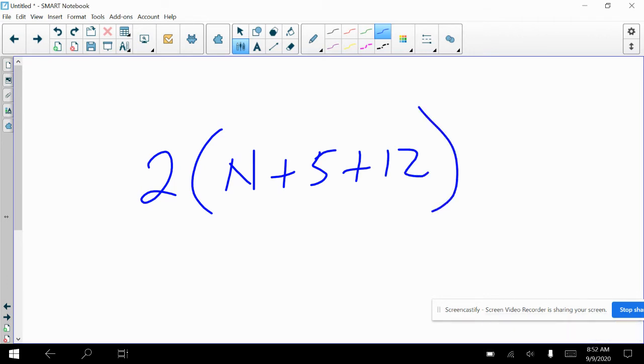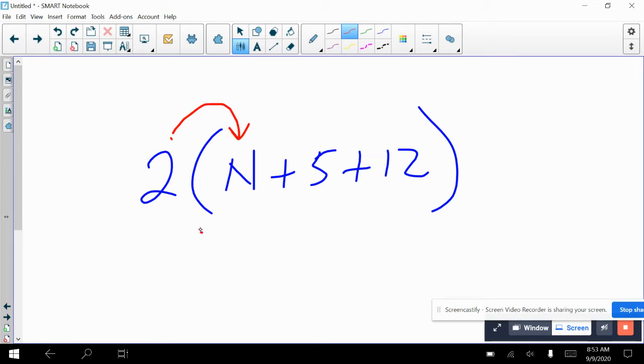All right. 2 parentheses n plus 5 plus 12. What's different? There's another house in the neighborhood. Okay, can you have as many houses as you want in the neighborhood? Yes, it doesn't matter. The process stays the same. Now, instead of going to 2 houses, you got to go to all 3. Okay, so here we go.